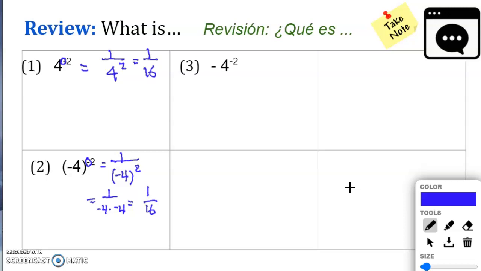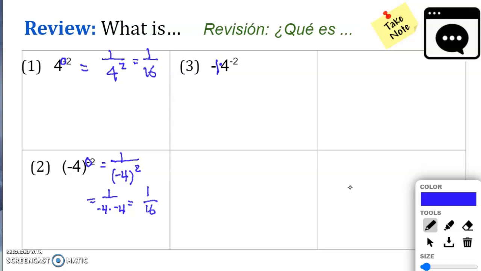In contrast, what about number 3? What does negative 4 to the power of negative 2 mean? Okay, so whenever you see a negative sign, I want you to think of it as negative 1 being multiplied to whatever comes next. Negative 1 is being multiplied to 4 to the power of negative 2.